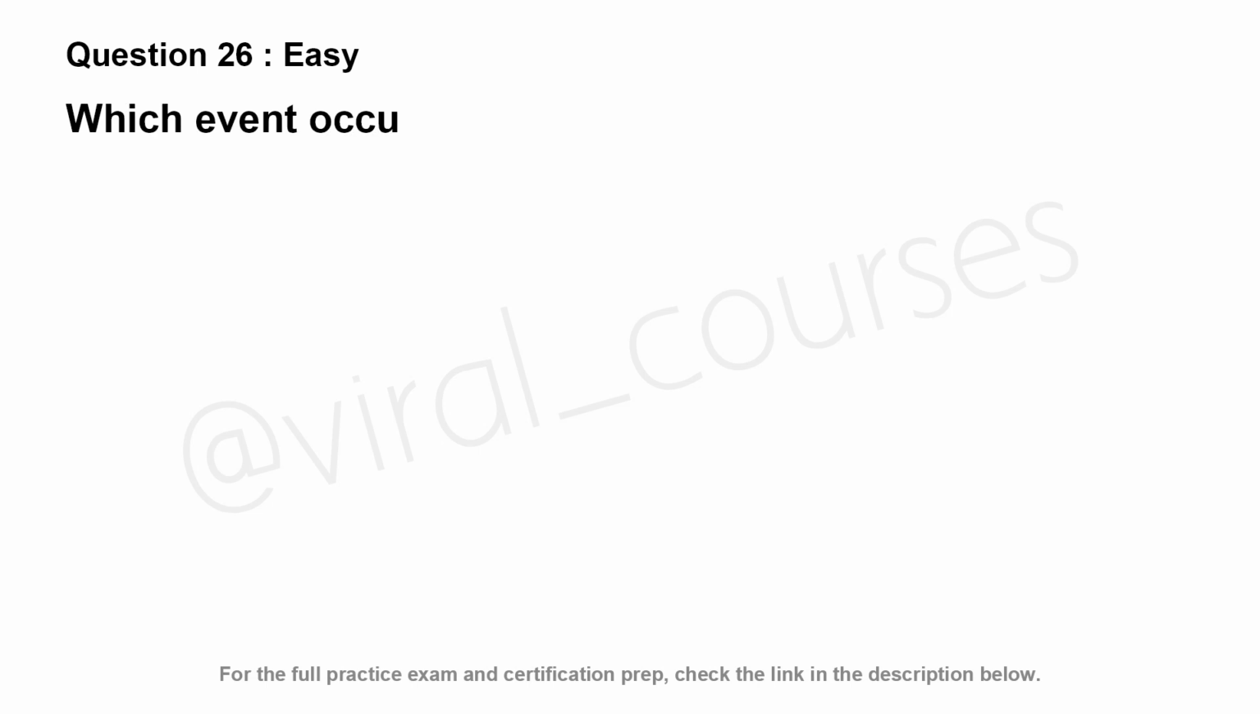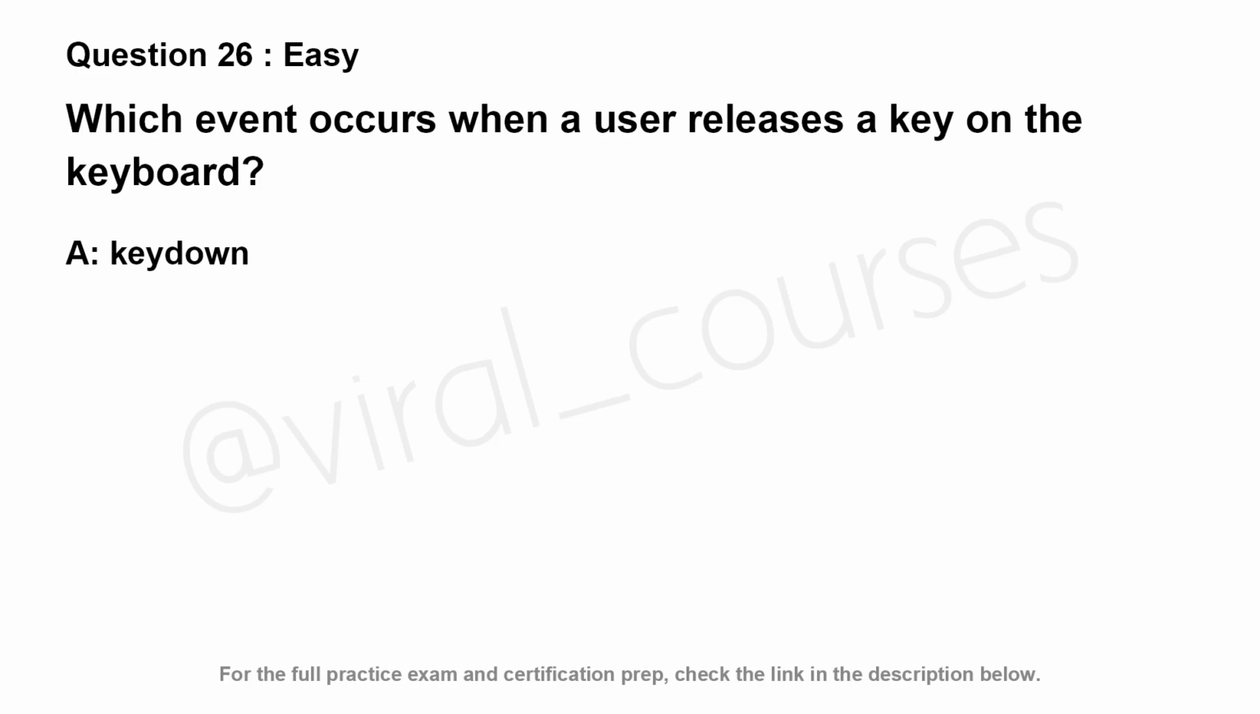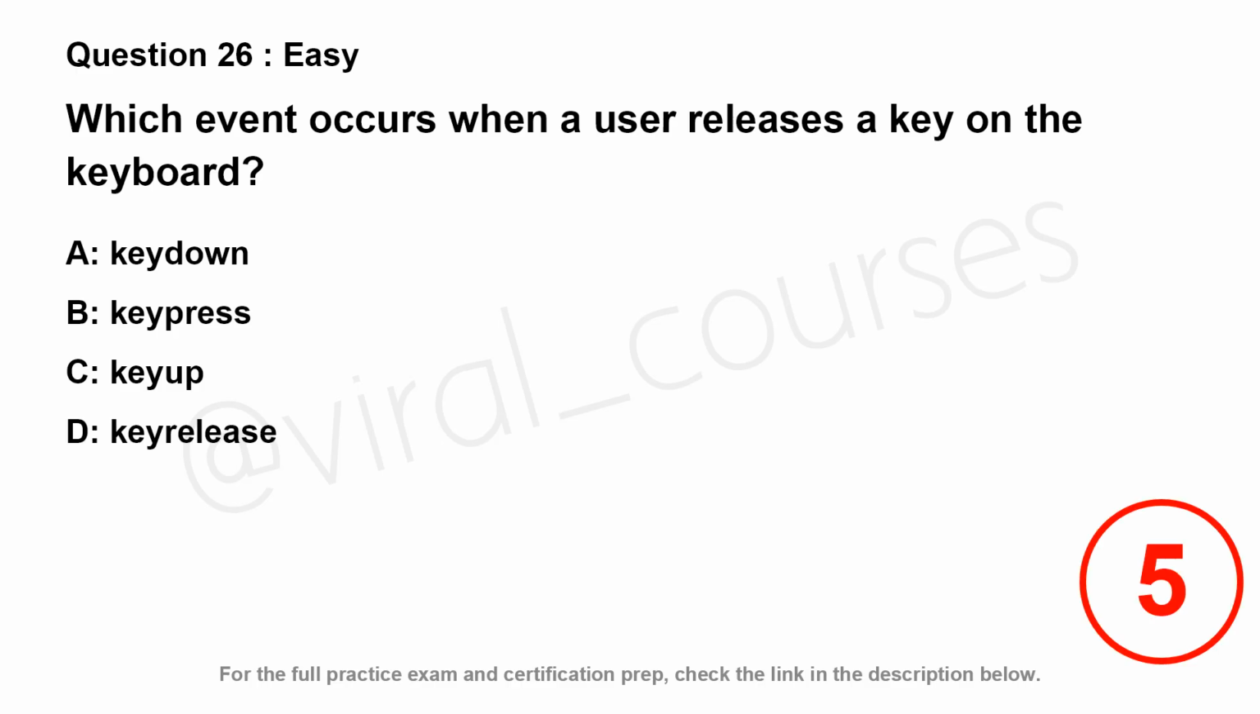Which event occurs when a user releases a key on the keyboard? Option A, key down. Option B, key press. Option C, key up. Option D, key release.